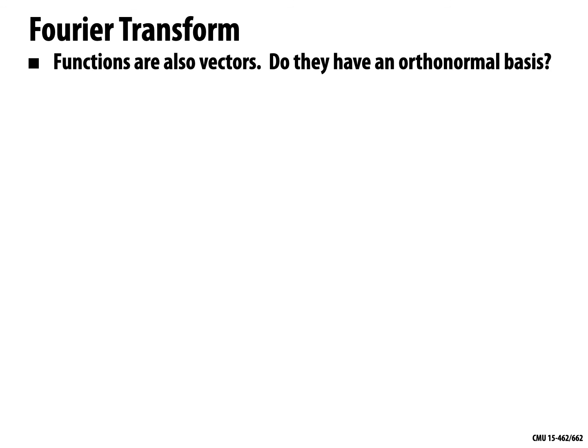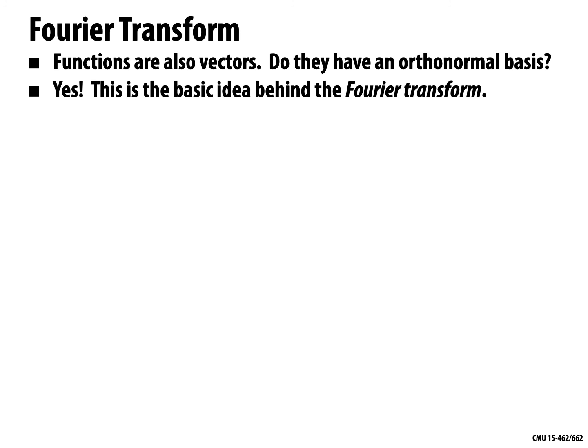I mean, we do know now how to talk about two functions being orthogonal, and we do know how to talk about the norm of a function, so we can certainly say if a collection of functions is orthonormal. But what does that really look like? So functions, we keep saying, are vectors. Do they have an orthonormal basis? And a very, very beautiful fact, maybe not so obvious, is that yes, you can, in many cases, come up with an orthonormal basis of functions. And this is the basic idea behind what's called the Fourier Transform, or Fourier analysis.